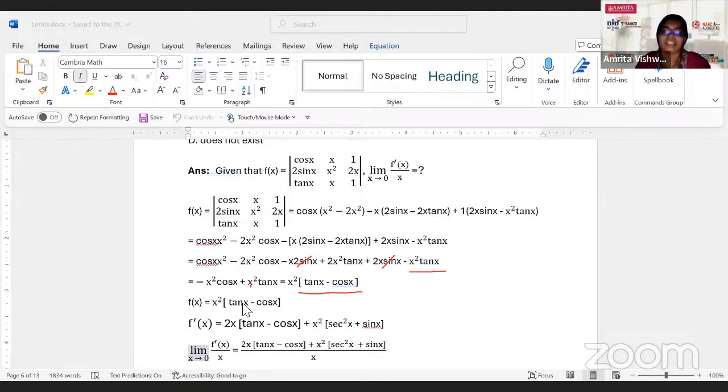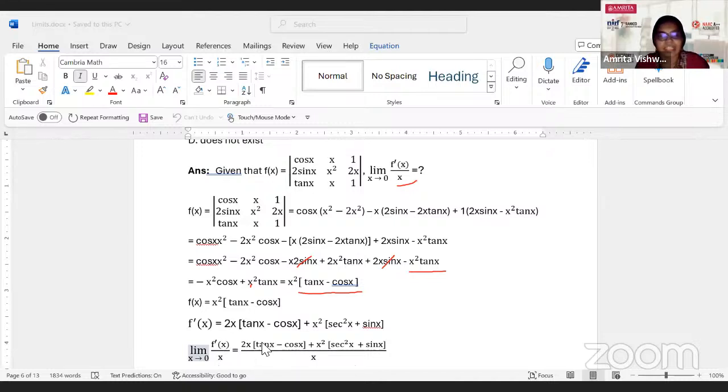Now what about tan x? Tan x is sec square x and cos x is sin x. Minus sin x, so it becomes positive. So you can take the UV form and you can differentiate it. If you have differentiated it, the question is limit x tends to 0. We can't stop here because the question is asking me to find out limit x tends to 0, f dash of x by x. So I'm just finding f dash of x by x.